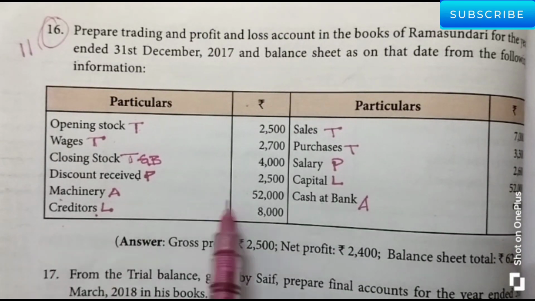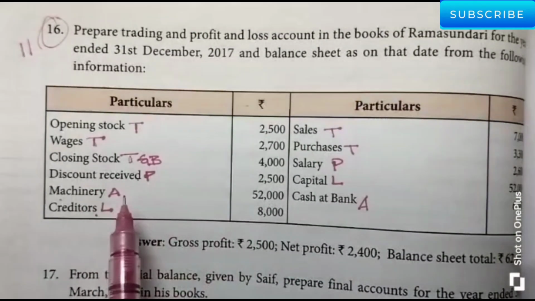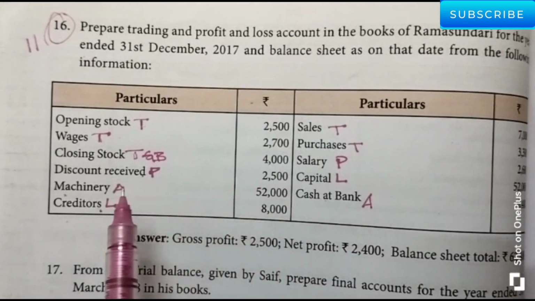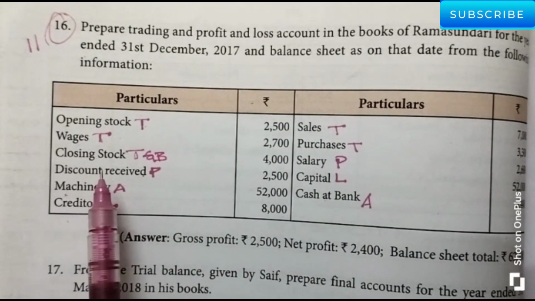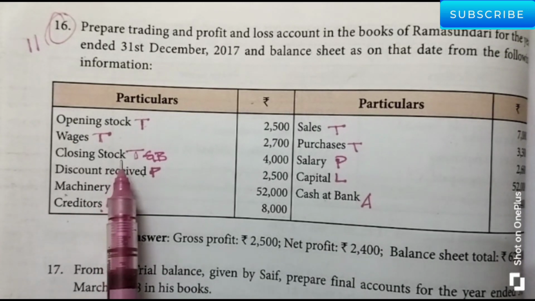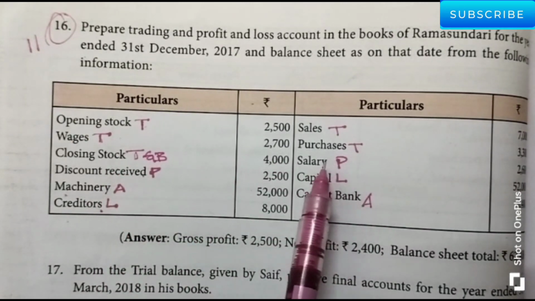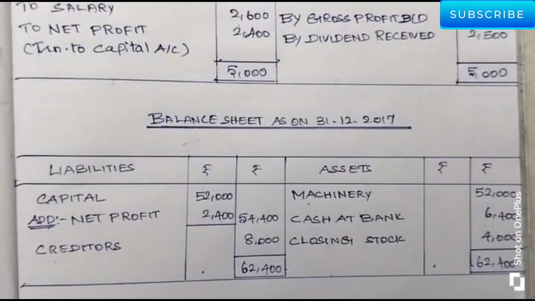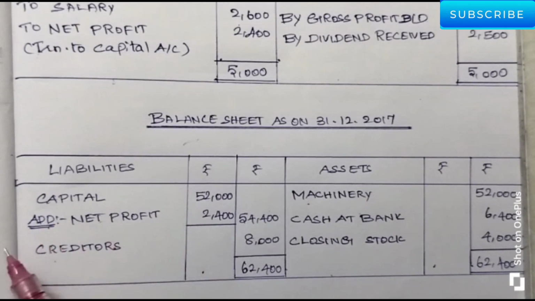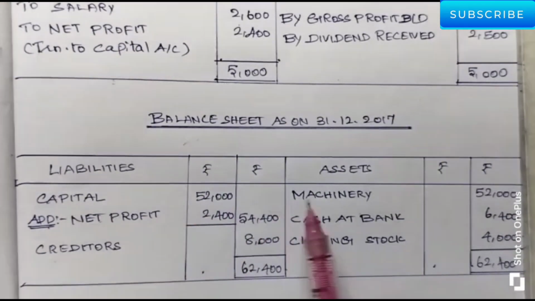Listen carefully. After entering all the given information related to the balance sheet on the asset side, only as the final entry you have to enter the closing stock on the asset side. So we entered all the respective accounts related to the asset side. So finally you are going to enter closing stock 4,000 rupees. So we entered closing stock 4,000 rupees on the asset side of the balance sheet. Okay, listen, we entered all the given information to the balance sheet on both liability and asset side. Now we are going to balance both sides.